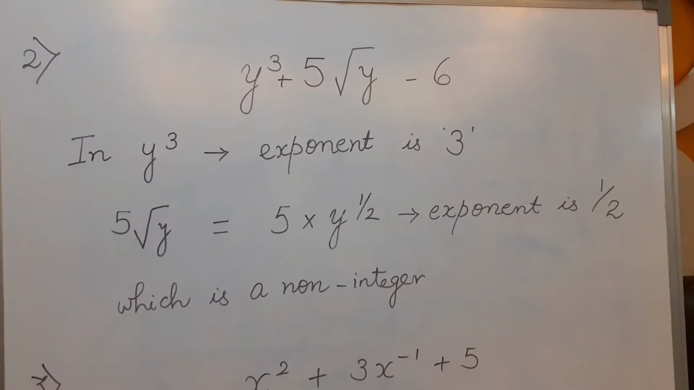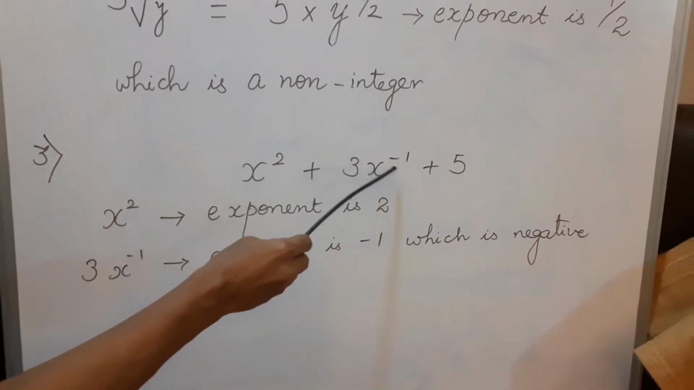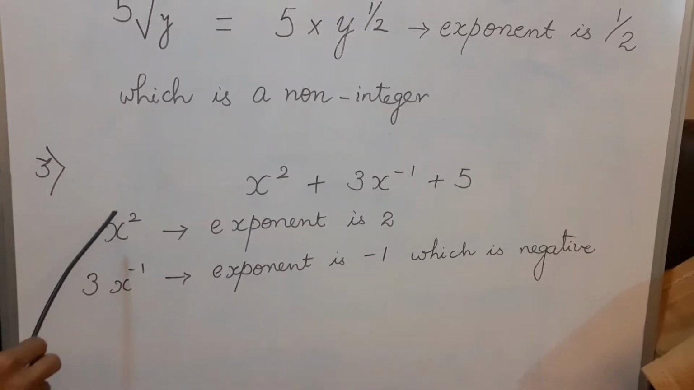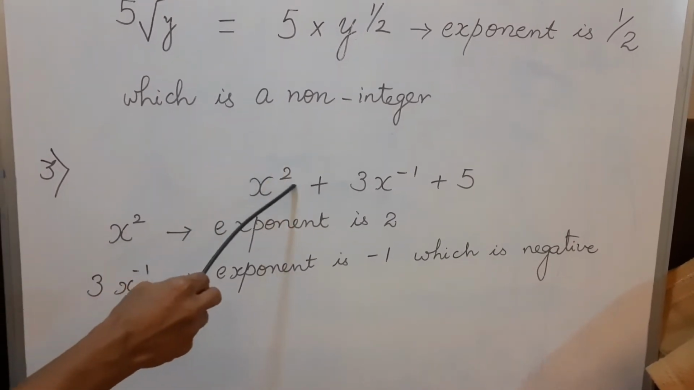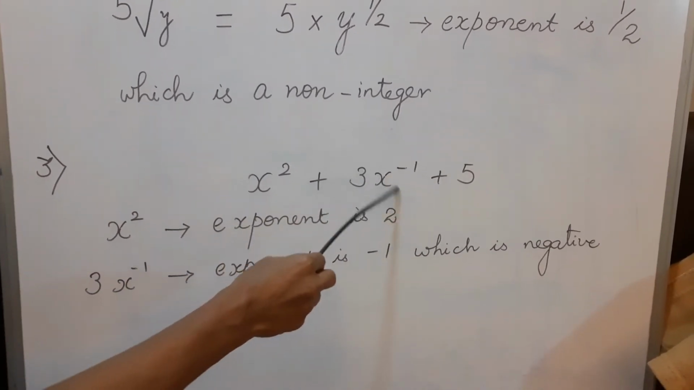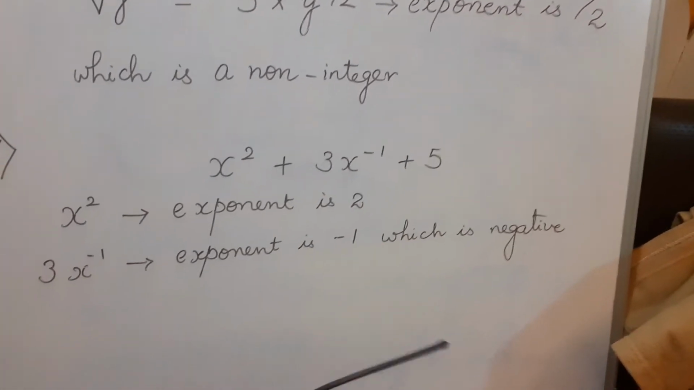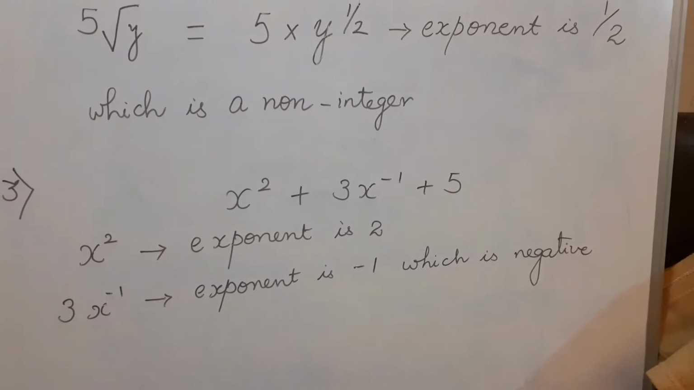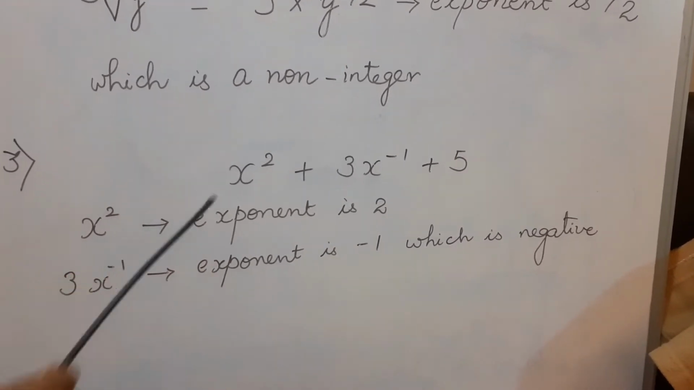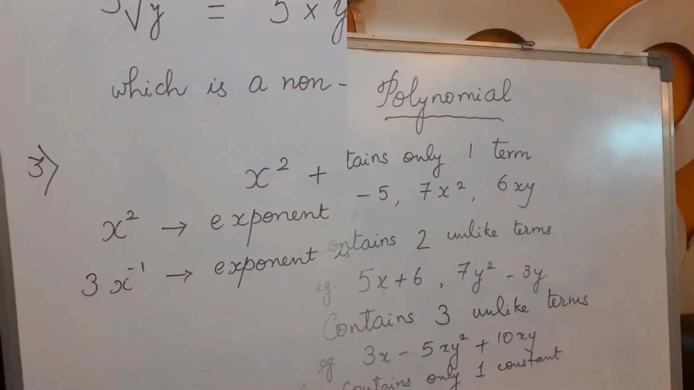Alright, let us take one more example, x square plus 3x raised to minus 1 plus 5. Here the exponent of x square is 2 and the exponent of 3x raised to minus 1 would be minus 1. Minus 1 is negative and hence again it is not fulfilling the criteria of being a polynomial and hence this expression x square plus 3x raised to minus 1 plus 5 is not a polynomial.